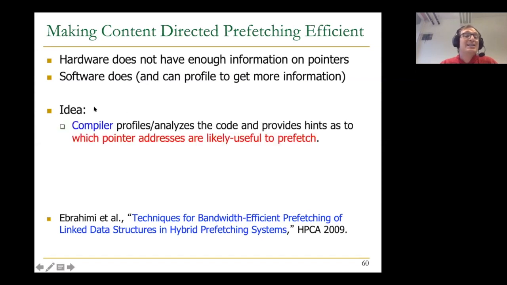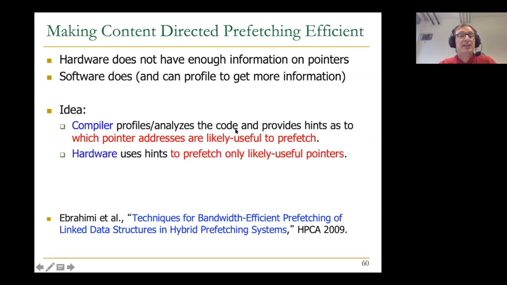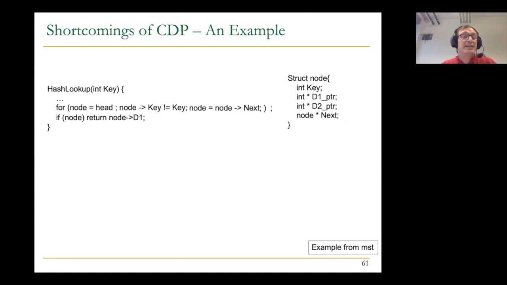And the key idea is compiler, or even the programmer, but we try to shy away from making programmers work harder. Compiler profiles and analyzes the code, and provides hints as to which pointer addresses are likely useful to prefetch. And these hints get communicated to the prefetcher. And the hardware uses hints to prefetch only likely useful pointers in a content-directed prefetching engine. And this significantly increases the performance and efficiency of content-directed prefetching.